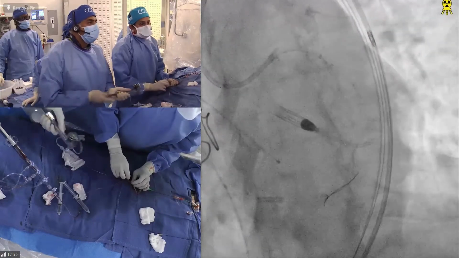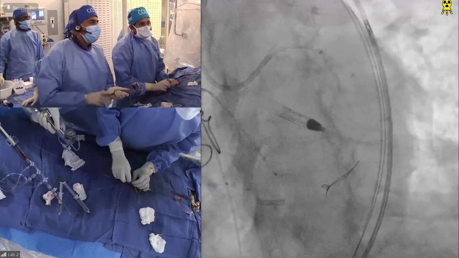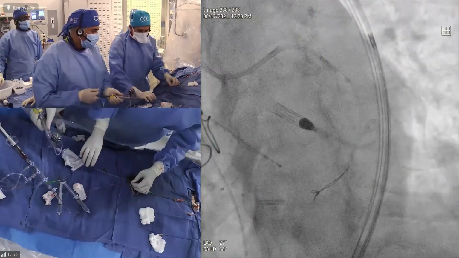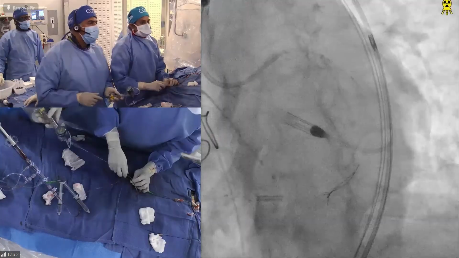Maybe you could roto past once they dilate the dissection. Then we go to the other room. Yeah. Yeah, that's another thing. No, that's okay. A lot of people have done. This is a 6-French guide.